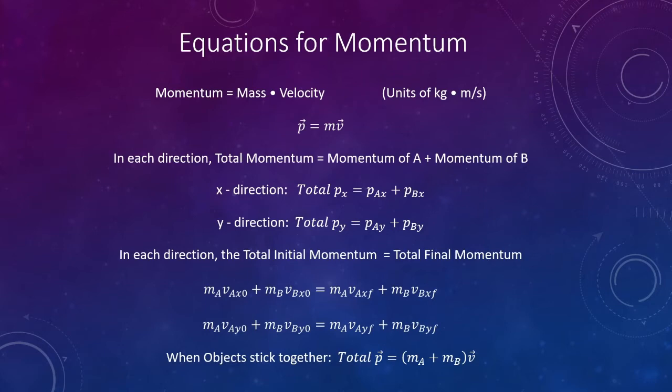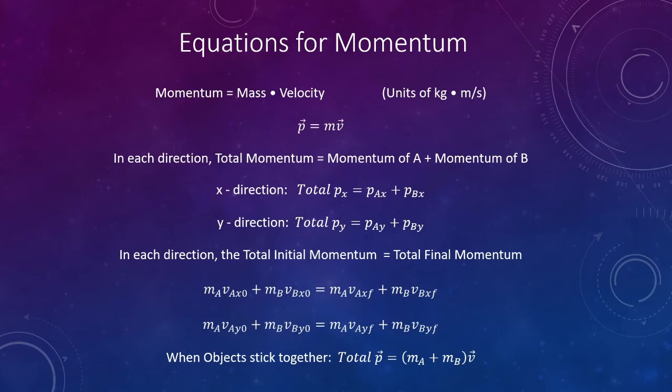And your total momentum in each direction will just be the momentum of, say, the first object plus the momentum of the second object. So total momentum in x is the momentum of A in the x direction plus the momentum of B in the x direction. Likewise, total momentum in y is the momentum of A in the y direction plus the momentum of B in the y direction. And we'll apply this to get the total initial momentum is the total final momentum, and you'll do this in each direction.